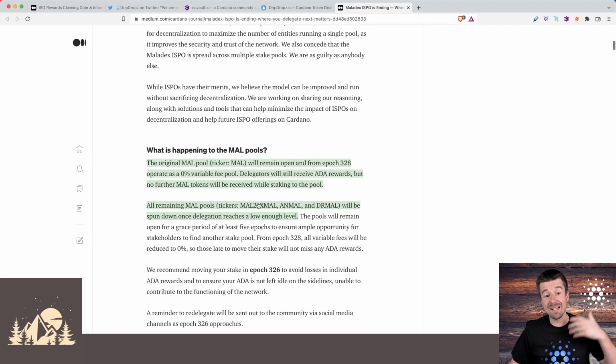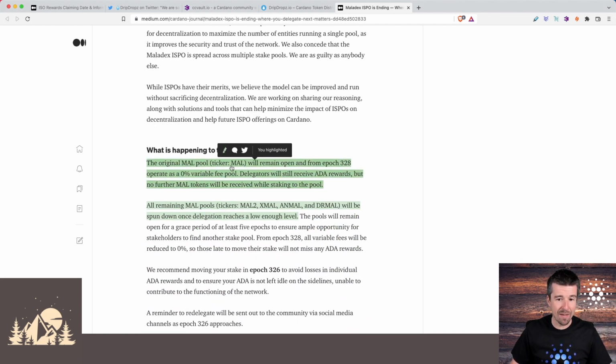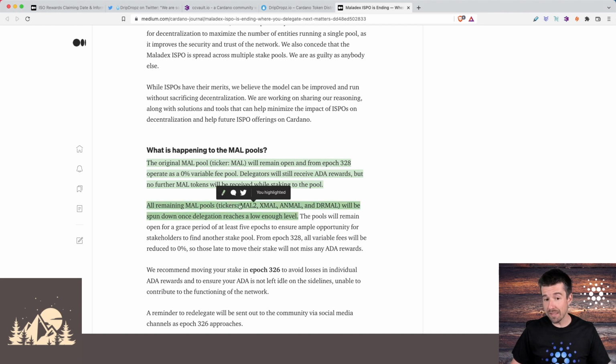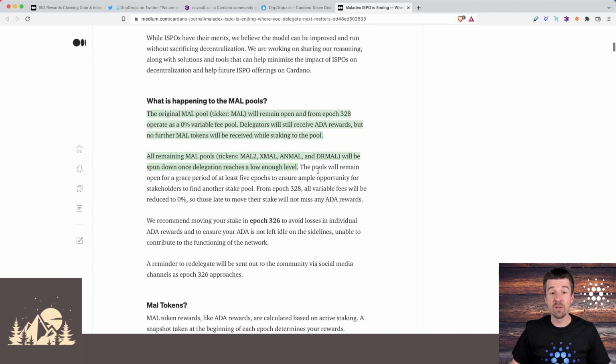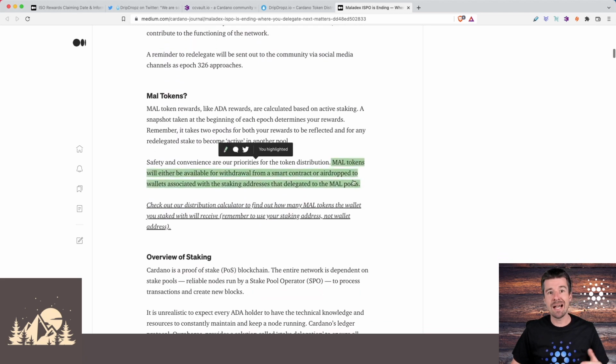So if we look at, well, what's going to happen to the actual MAL pools themselves, the original one with the ticker MAL will remain open, and from Epoch 328 moving forward will operate as a 0% pool. You'll still get your regular ADA like as if you were delegating to anywhere else, but no more MAL tokens or anything of that nature. And then all of the remaining Maladex pools, MAL2 and all the other ones, are eventually going to be spun down.